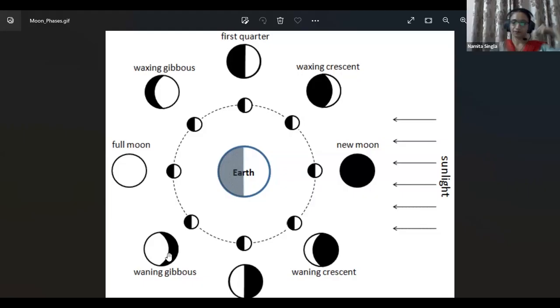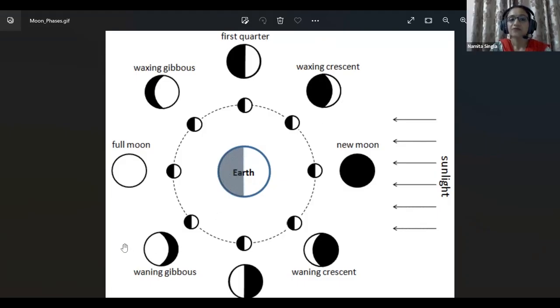Yes, ma'am, first there is a new moon, so in the waxing crescent the light will slowly be seen by us. We'll be able to see the sunlight reflected by the moon, the illuminated part of the moon. Illuminated means the part which is being lit by the sun.